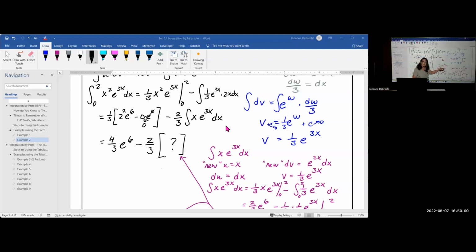Again, I have algebraic and I have exponential. So my algebraic becomes u, so u is x. My dv is actually the same thing it was last time. It's e to the 3x dx. Don't change what gets to be u and dv. If you do, you're just like a dog chasing its tail. You never get anywhere.